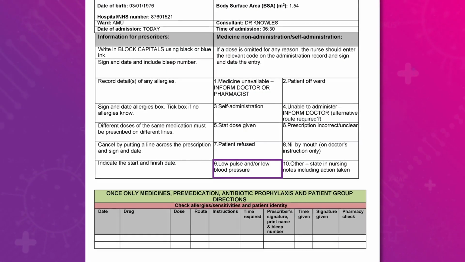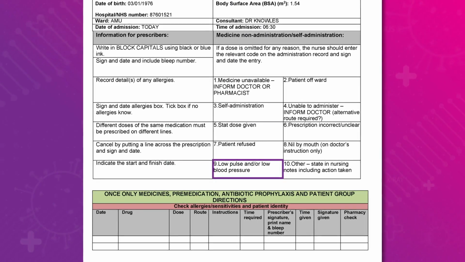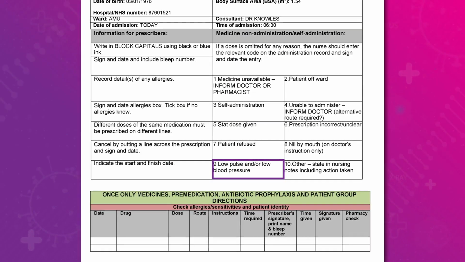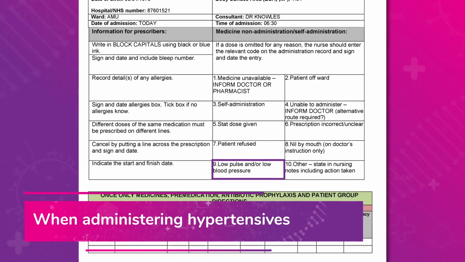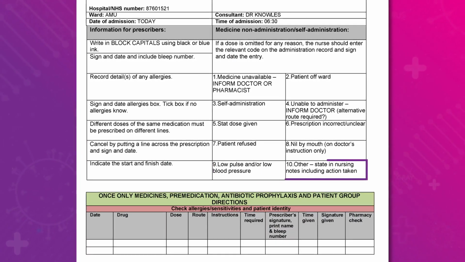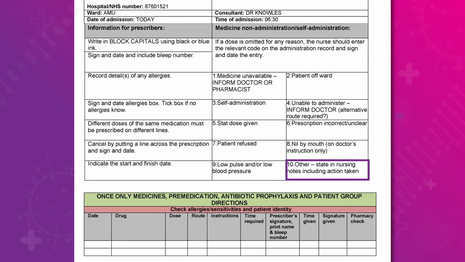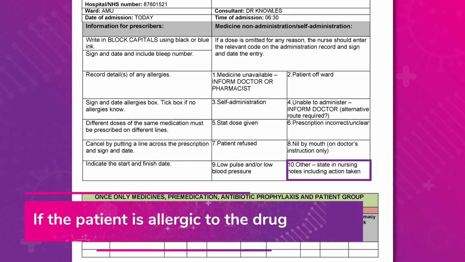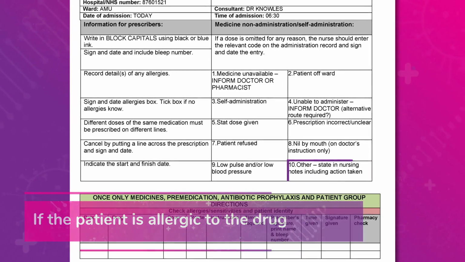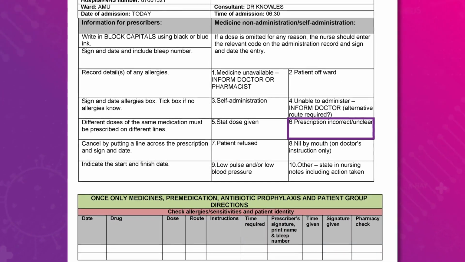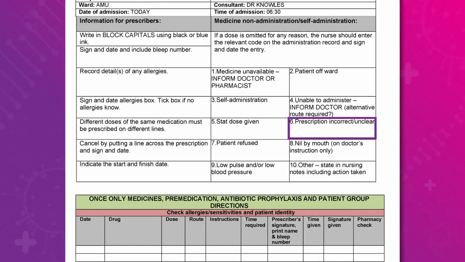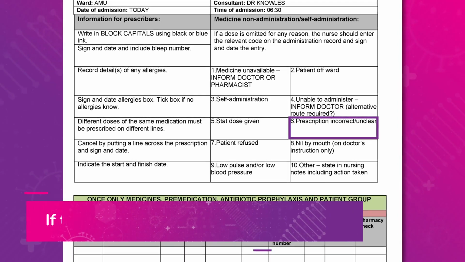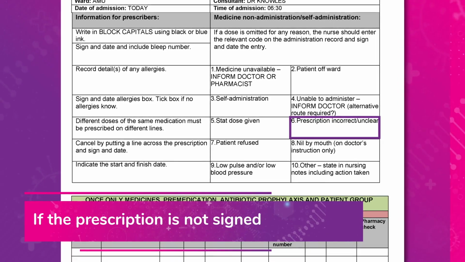The most common reasons a drug may not be given in the OSCE and need to be coded are Code number 9, low pulse and/or low blood pressure, for example, when administering hypertensives. Code number 10, other, for example, if the patient is allergic to the drug. And code number 6, prescription incorrect or unclear, for example, if the prescription is not signed.